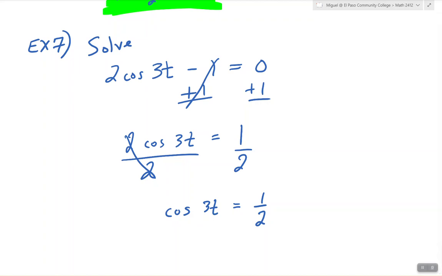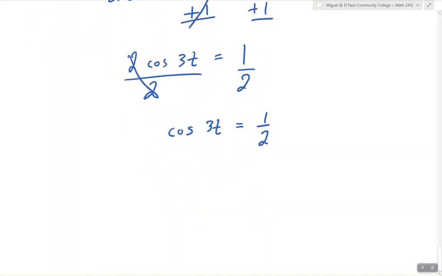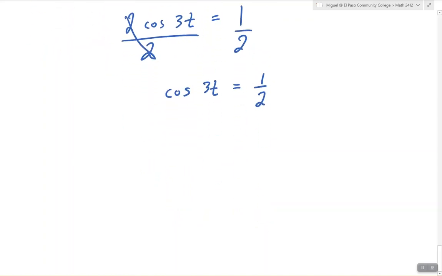This is another place where some people like to use u, but you don't have to. But let's say I let u be 3t, just because I want to make it look like a single variable, right? Sometimes this helps people that might find this confusing. This might be a little easier to realize what's happening here. So this is just saying cosine of u is 1/2, right? So when is cosine equal to 1/2?